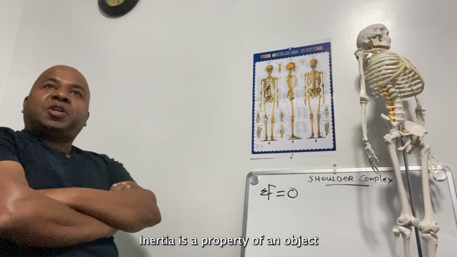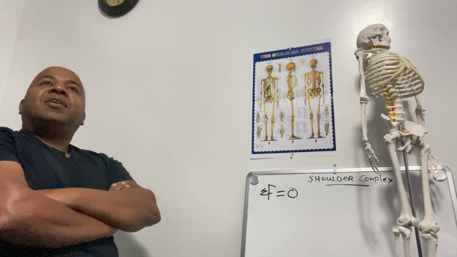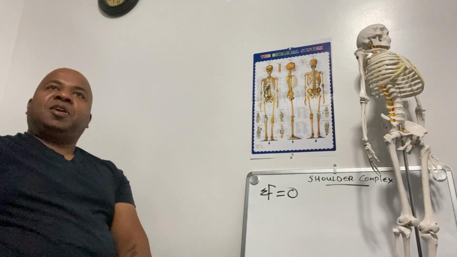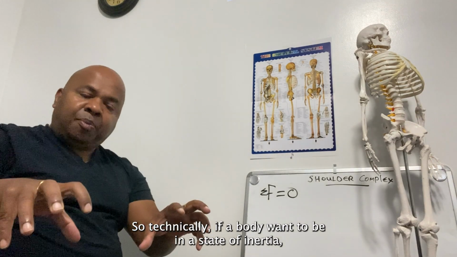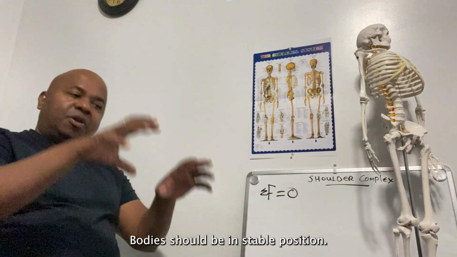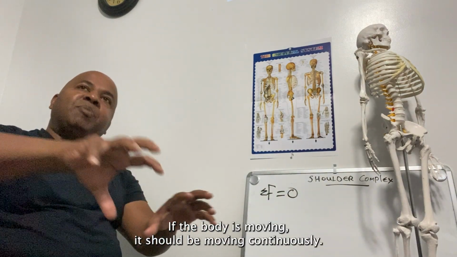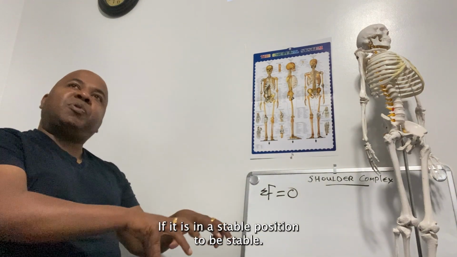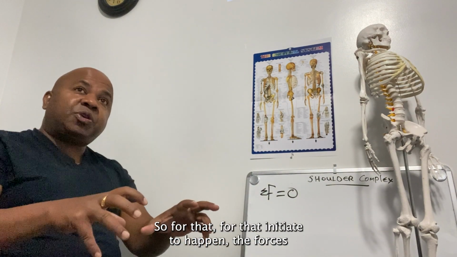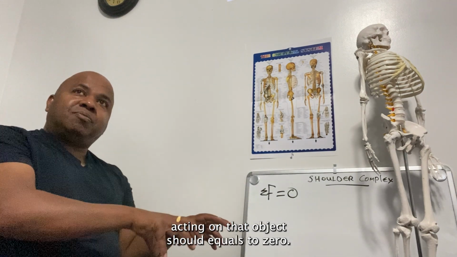Inertia is a property of an object to remain at a state of rest, to resist the initiation of motion or change in motion. So technically, if a body wants to be in a state of inertia, there should not be any movement taking place. The body should be in a stable position. If the body is moving, it should be moving continuously. If it is in a stable position, it should stay stable. So for that inertia to happen, the forces acting on that object should equal 0.